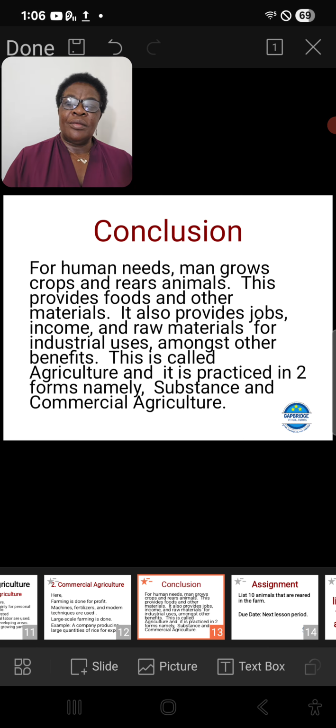In conclusion, we say, for human needs, man grows crops and rears animals. This provides foods and other materials. It also provides jobs, income, and raw materials for industrial uses, amongst other benefits. This is called agriculture, and it is practiced in two major forms, namely subsistence and commercial agriculture.